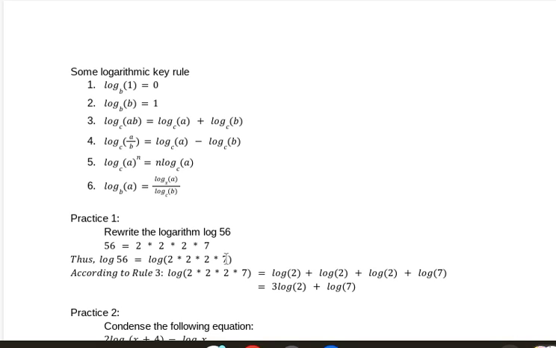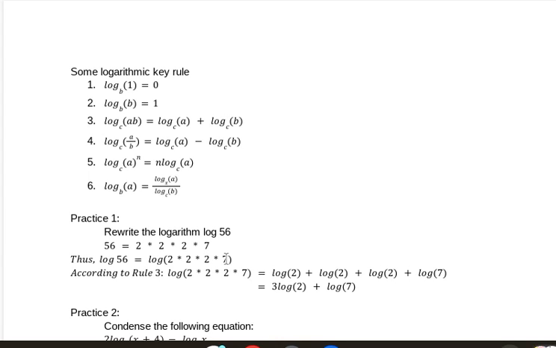Today we are going to continue talking about logarithms. This time I'm going to first introduce you to some logarithmic key rules. The first one is log_b 1 is equal to 0. This one is very simple because b to the power of 0 is 1, so log_b 1 is 0. And then log_b b is 1 because b to the power of 1 is b, so log_b b is 1.